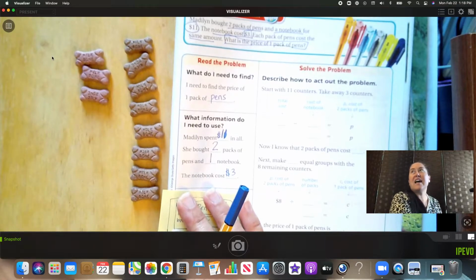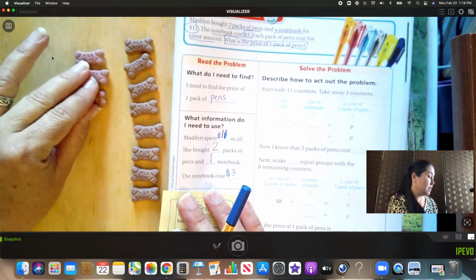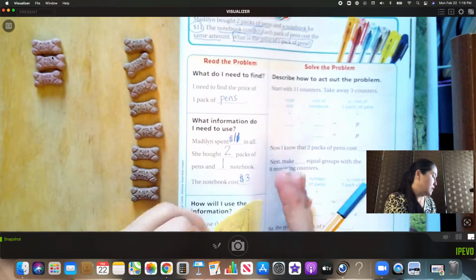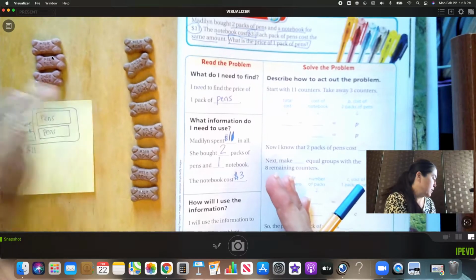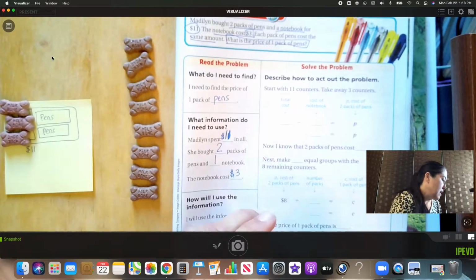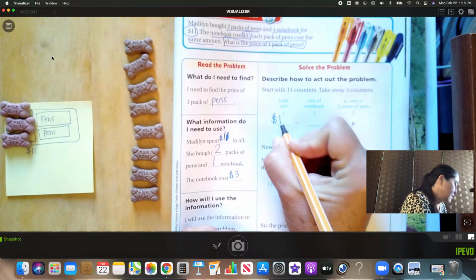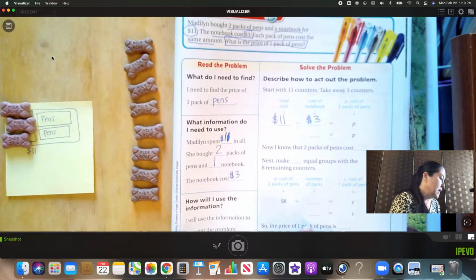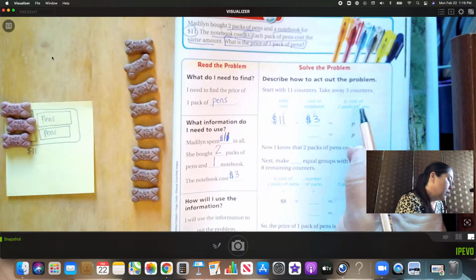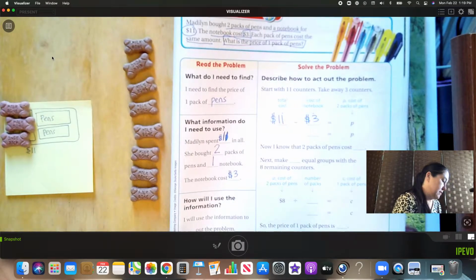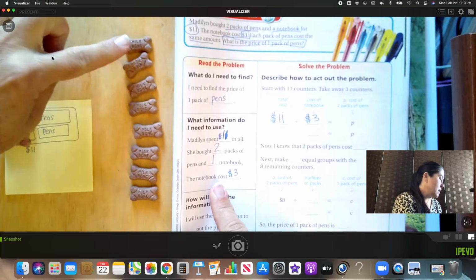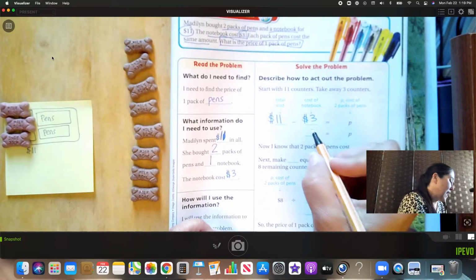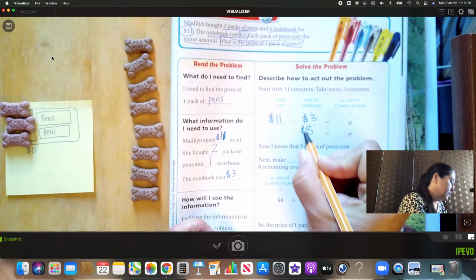And I cheated a little bit. I made 3 of them a different color because the notebook costs $3, right? So if I keep that paper there, I know that notebook was $3. But I know I'm starting, the total cost is $11, and the cost of the notebook is the $3. So I can take those 3 away, and I'm left with the cost of 2 packs of pens. So how many are left? 1, 2, 3, 4, 5, 6, 7, 8. I'm left with $8, really, or 8 dog bones.